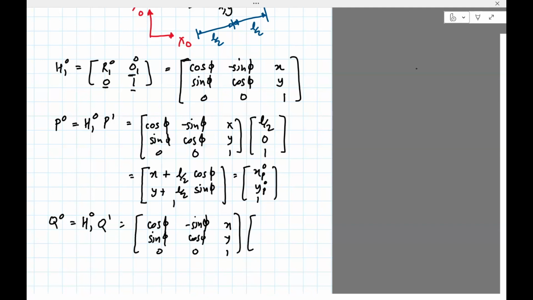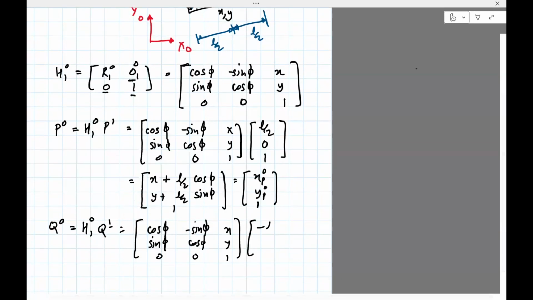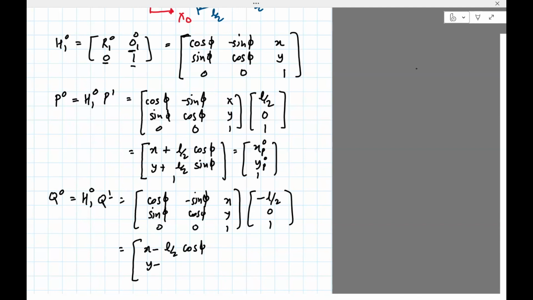Now the position of q in frame 1 is basically this point. So you can see that it is along the negative x-axis with the distance of minus L divided by 2. So minus L divided by 2, 0, 1. Okay, so again, do the matrix multiplication to get x minus L divided by 2 cosine phi, y minus L divided by 2 sine phi, and then 1 placeholder. Remember that this is going to give us xq0, yq0, and 1. Okay, so that's just the start. So we just got xq, yq, xp, yp.